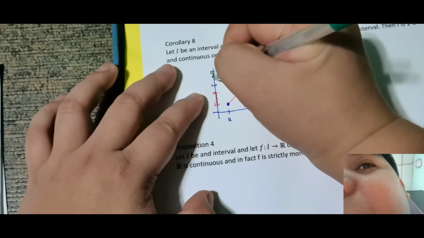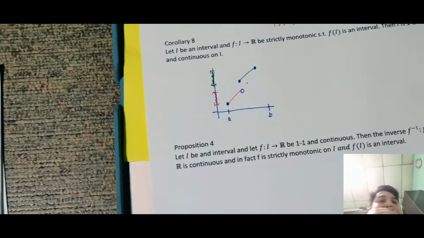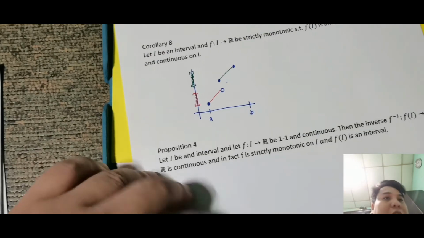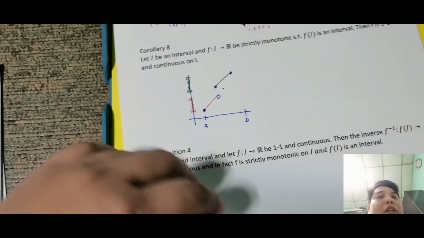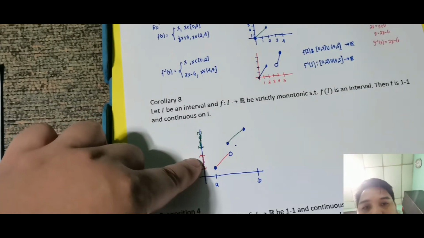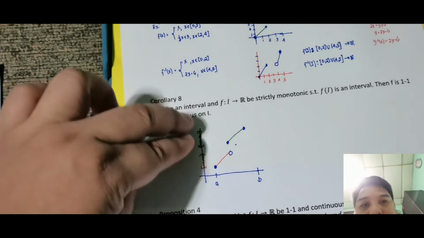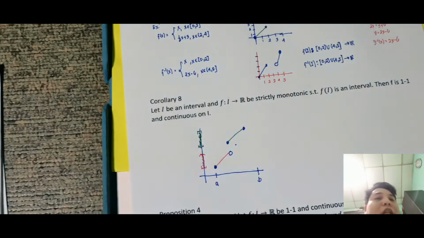Okay, so yun yung ini-imply nung ganyan. So, f of I is an interval and continuous on I. So, ayun siya. Yung f of I, andito yan. So, interval sila. Tapos, 1 to 1 pa rin yan and continuous on I. Yan yung mga ibig sabihin nila.